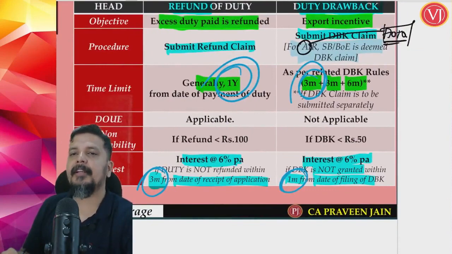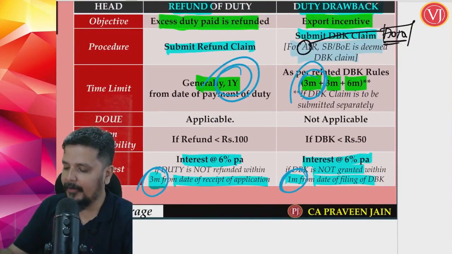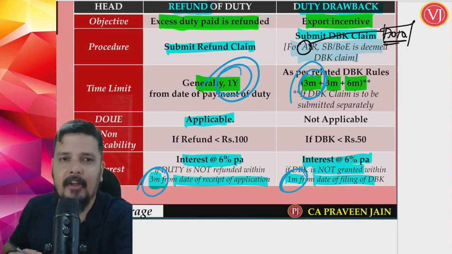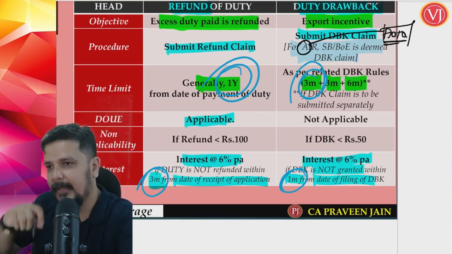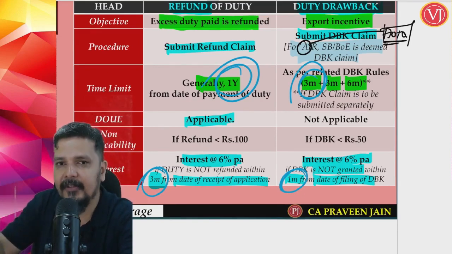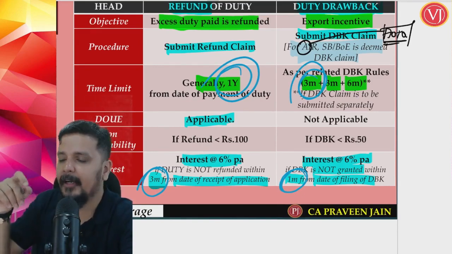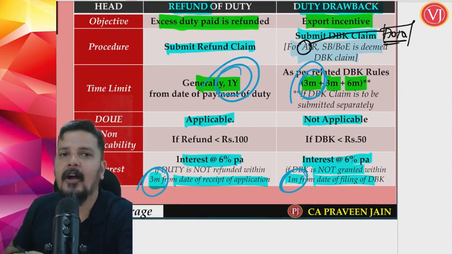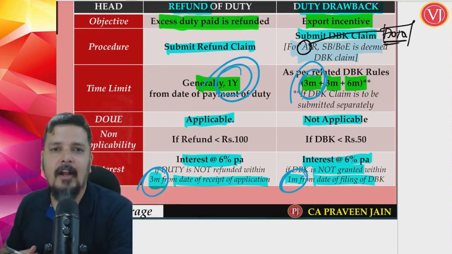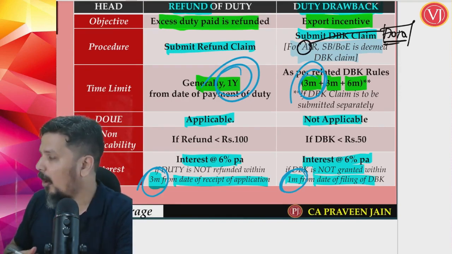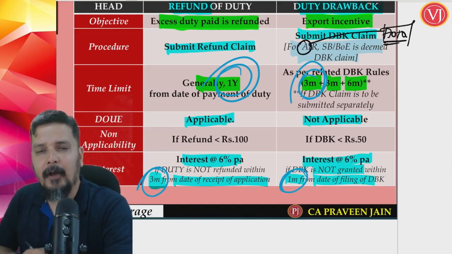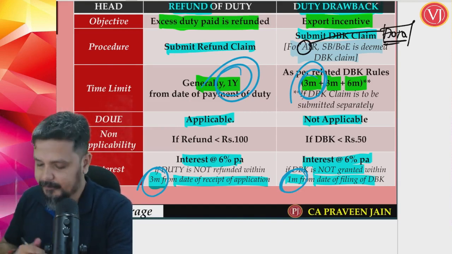Now, in case of normal refund, the doctrine of unjust enrichment will apply, which means basically you will not get the refund in your pocket. Only if you prove that you have not passed on the burden to the next person, you will get the refund in your pocket. But in case of duty drawback, the doctrine of unjust enrichment is not applicable. They will always believe that you have not passed on the burden, and you are always going to get the refund, the drawback, in your pocket.